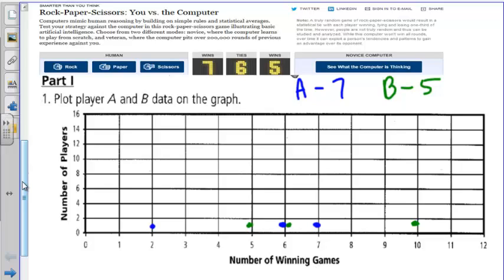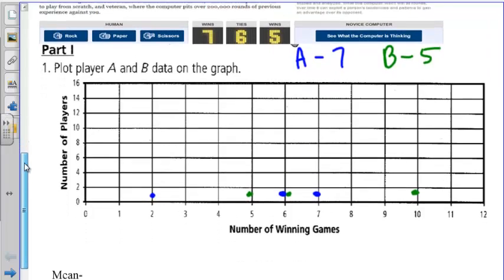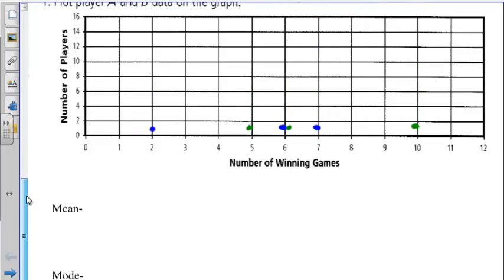Player A won 6 once. Player B won 6 once. And player A won 7. The more numbers you can get, the better off your graph will look. So get in touch with your friends and find out how well they did. Once we have our graph completed, you'll need to answer some questions.